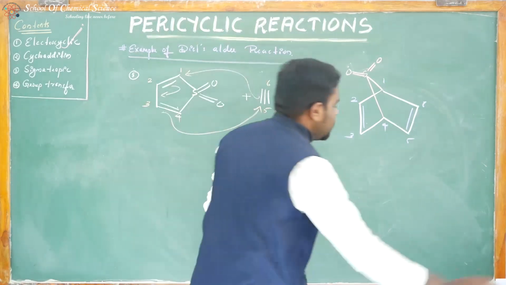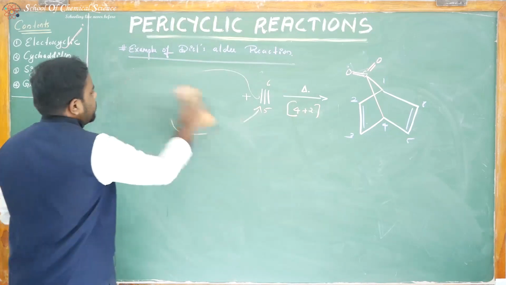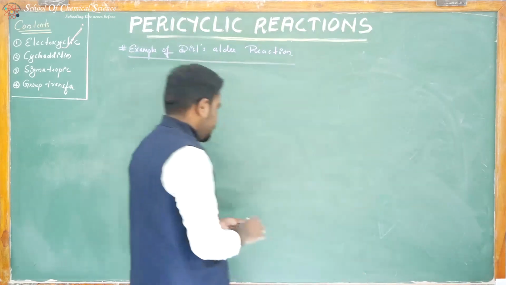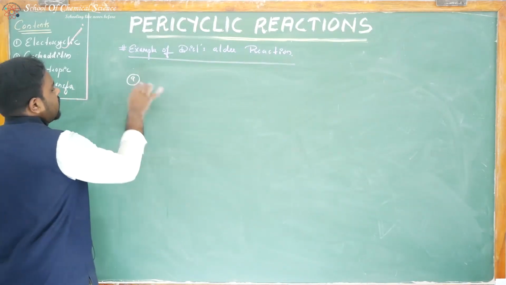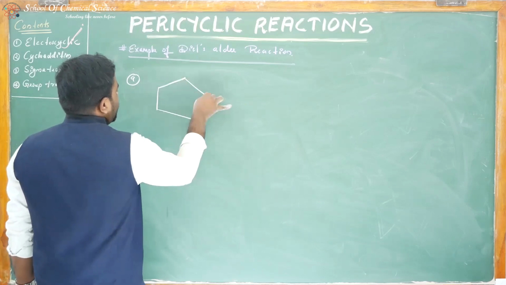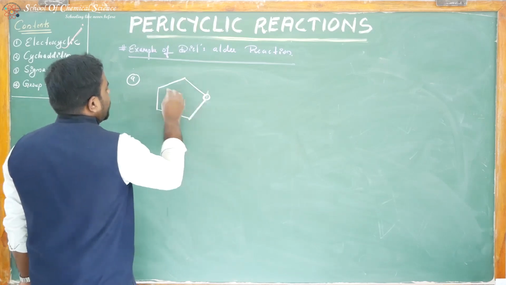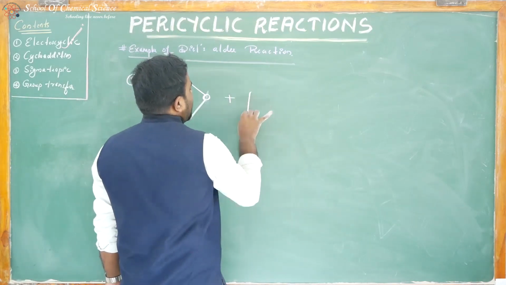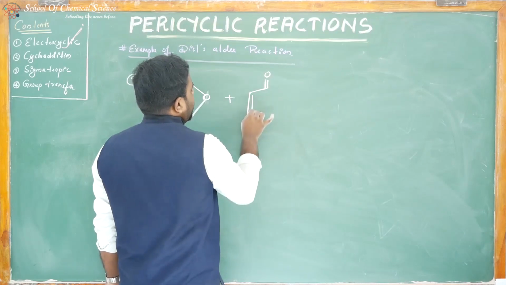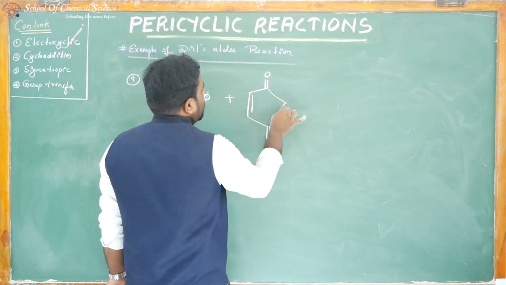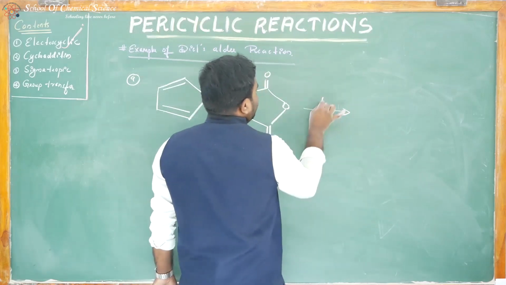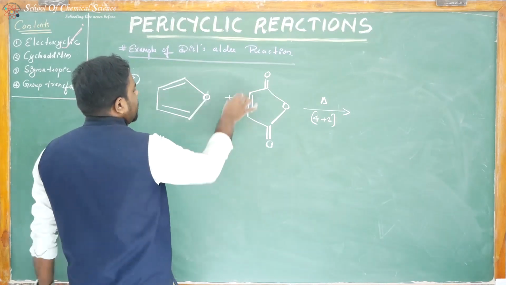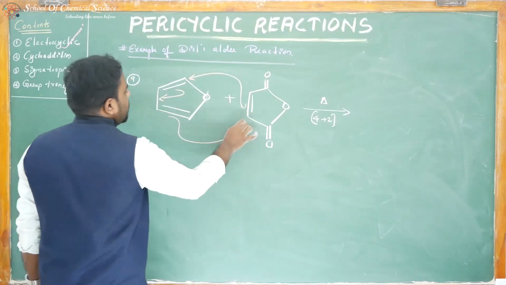Question number 9. This is furan. Furan is least aromatic, so it will undergo the Diels-Alder reaction on reaction with maleic anhydride, under thermal condition. This is a 4+2 cycloaddition reaction. How can you represent that 4+2 cycloaddition reaction? This is the 4+2 cycloaddition reaction.